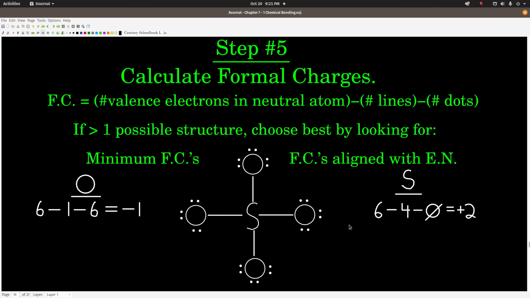All right. So a couple of things. You always want to have the Lewis structure that has the smallest magnitude formal charges. That's the minimum formal charges here. Also, the formal charges should align with electronegativity. What that means is, if you have a choice, you don't always have a choice, but if it's possible, you want the negative formal charge on the more electronegative element and the positive formal charge on the less electronegative element. Here, that's true. But this +2, I don't really like that. So let's see if we can do better than that.